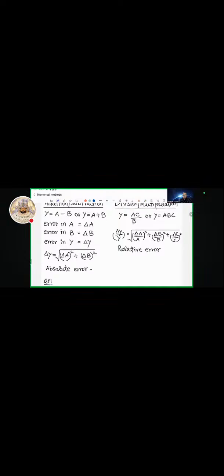In such problems, you cannot find absolute error directly. Basically you don't have an equation to directly find an absolute error. In this case, you find relative errors. So what you can find is delta Y by Y, which is the relative error, equals the square root of (delta A by A) squared plus (delta B by B) squared plus (delta C by C) squared. This will be your equation when your quantities are either getting multiplied or divided. Please note down this equation when we do the question.